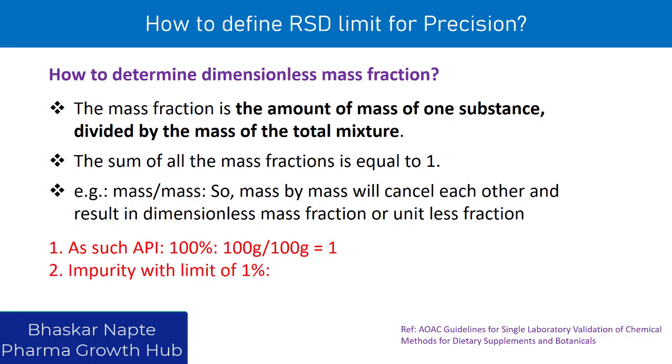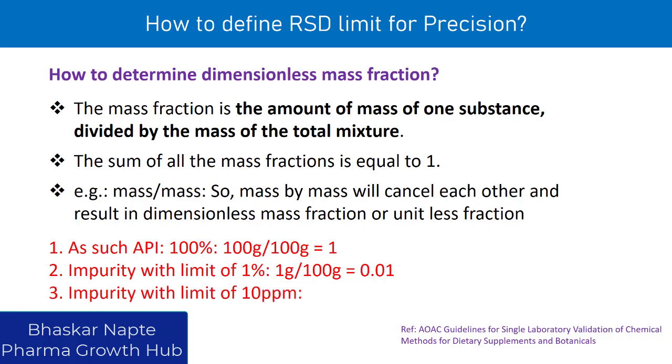Let us take another example. You have an impurity with the limit of 1%. So what is the content of impurity in the given sample? If you assume that there is 100 gram of the sample, then that 100 gram of the sample will contain 1 gram of the impurity. So 1 divided by 100 becomes 0.01. So 0.01 becomes the dimensionless mass fraction for 1% of the impurity.